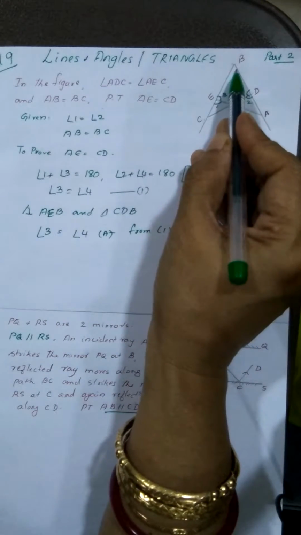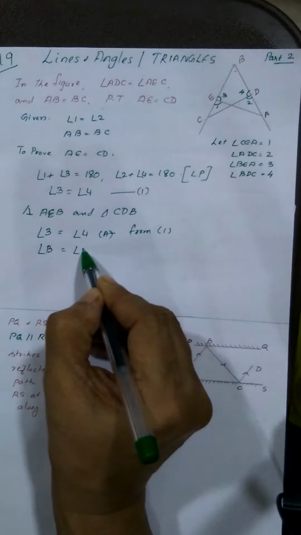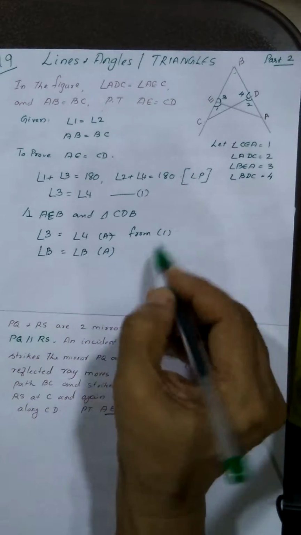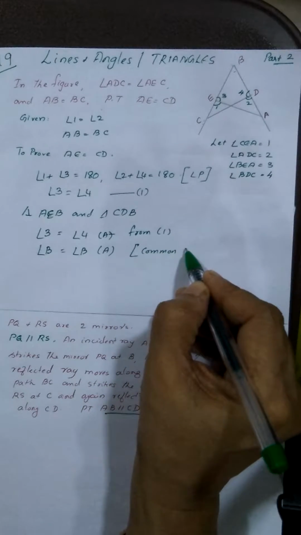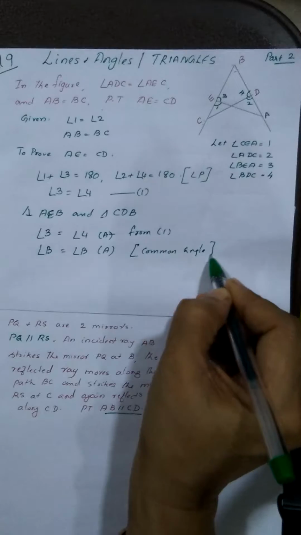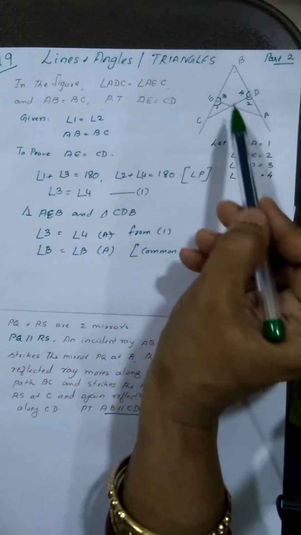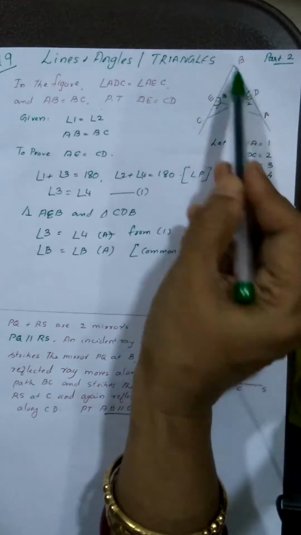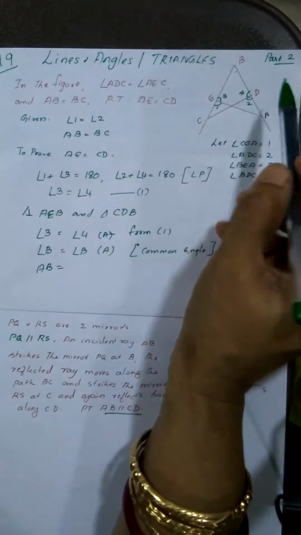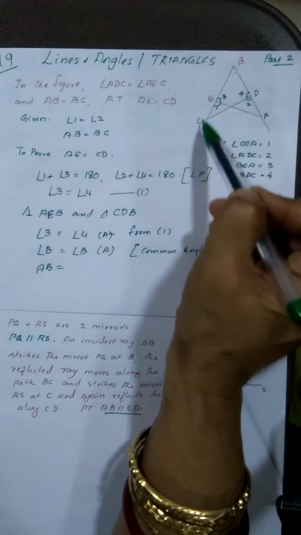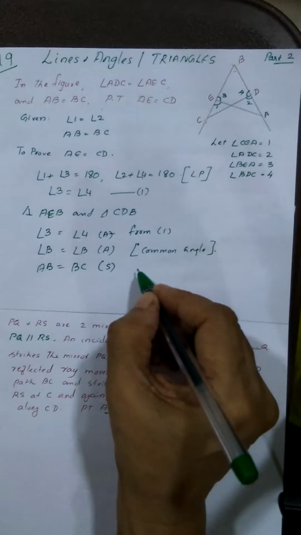Now again, angle B is common for both the triangles. So angle B is equal to angle B, common angle for both the triangles. Now in triangle AEB, you have AB, so AB is equal to, in this triangle CDB, we have BC. So AB is equal to BC. This side, it is given.